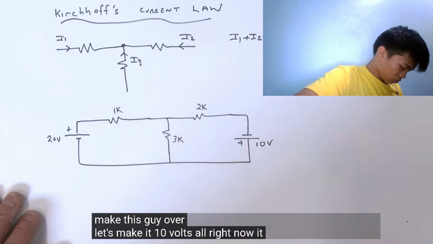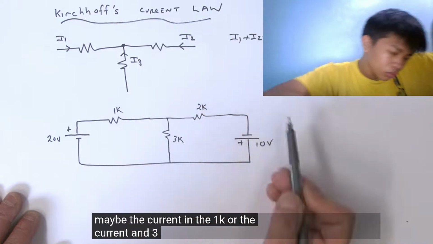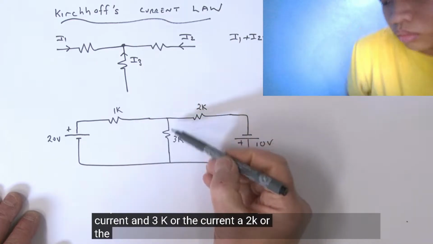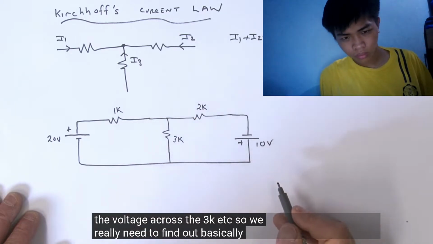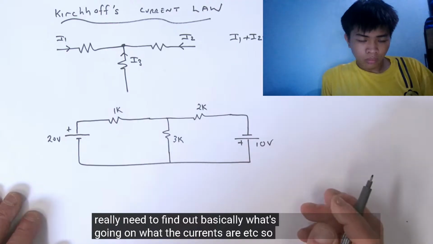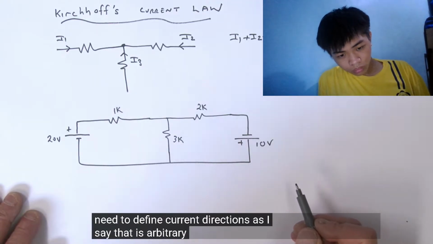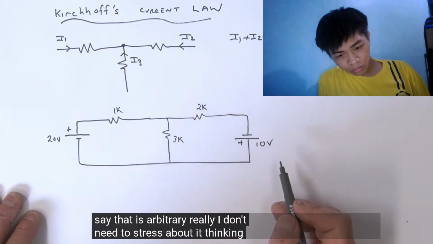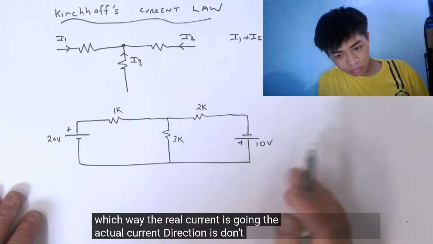All right. Now, it could be that you're asked to determine maybe the current in the 1K, or the current in the 3K, or the current in the 2K, or the voltage across the 3K, etc. So we really need to find out basically what's going on, what the currents are. So we need to define current directions. As I say, that is arbitrary, really. I don't need to stress about it, thinking about which way the real current is going. Don't need to do that.